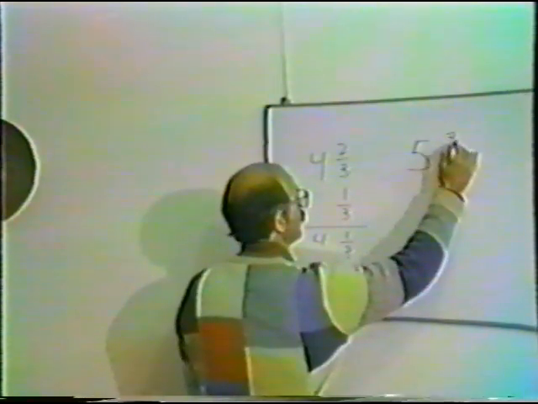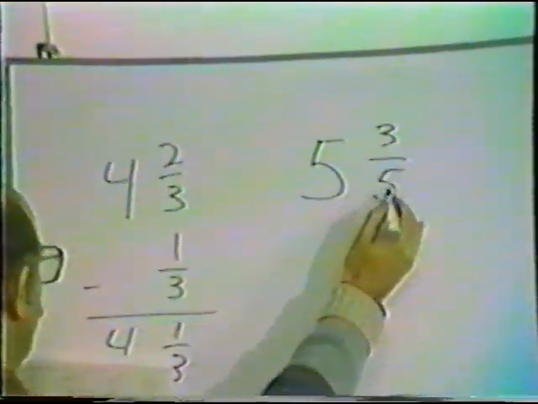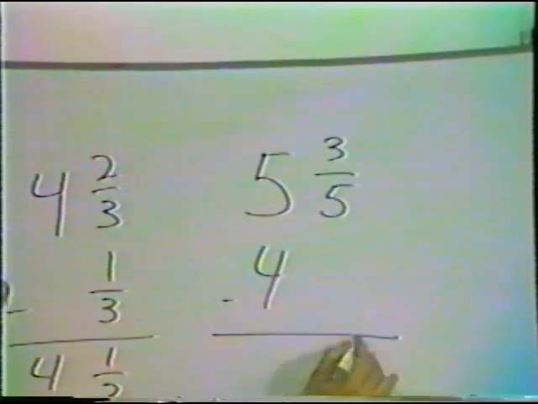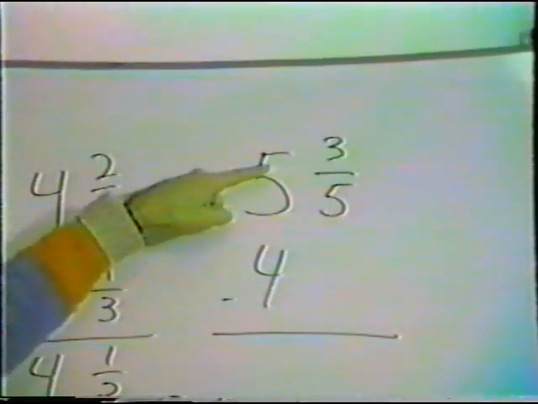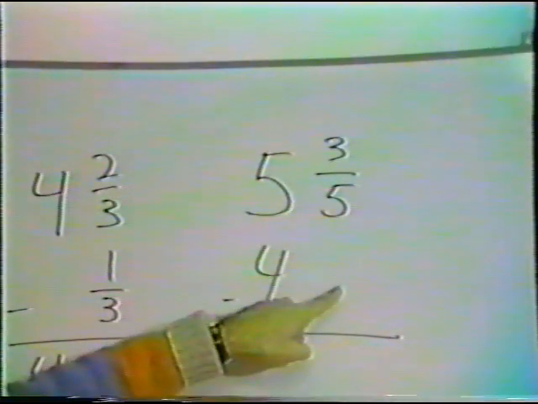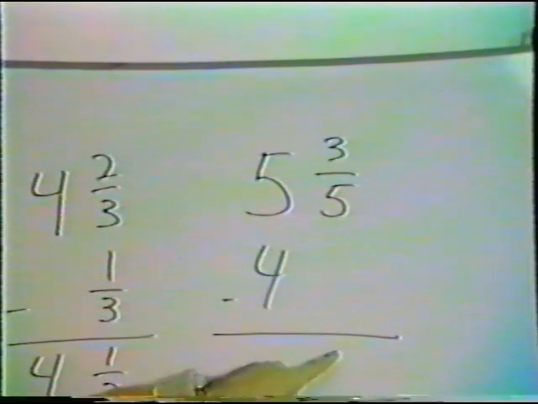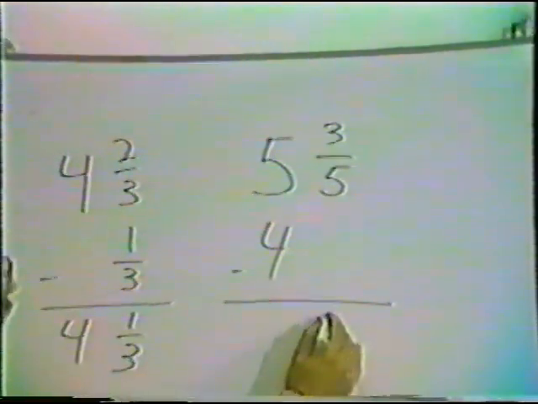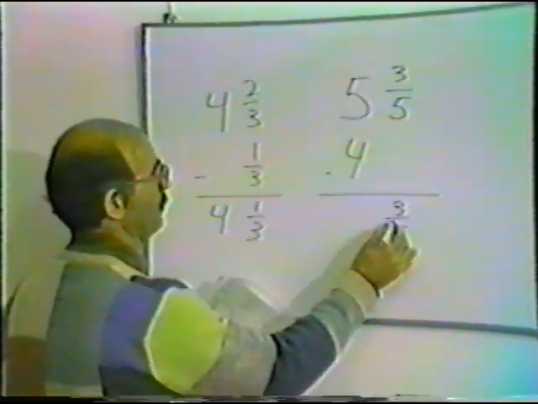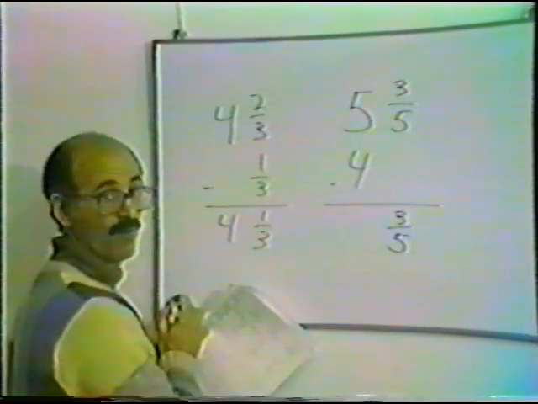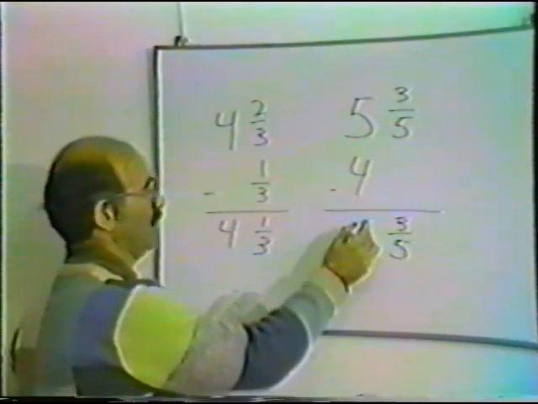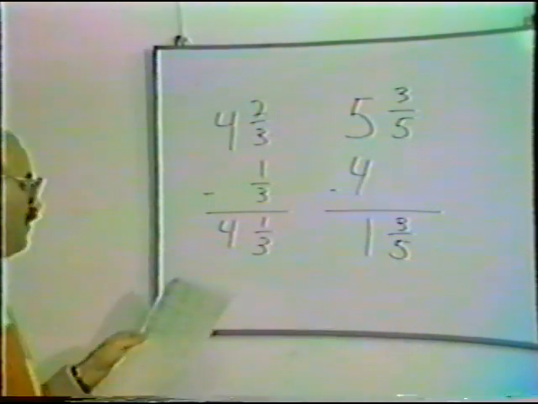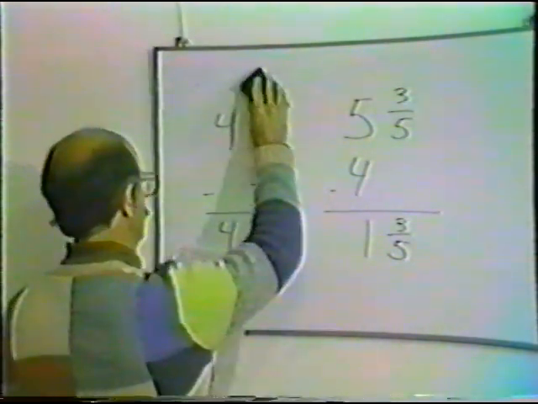5 3/5 take away 4. 3/5 take away nothing is still 3/5. 5 take away 4 is 1. The answer is 1 3/5.